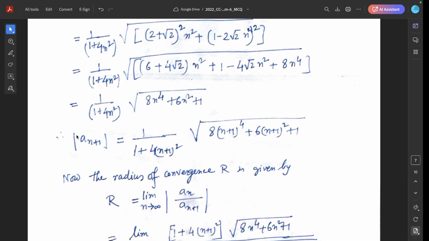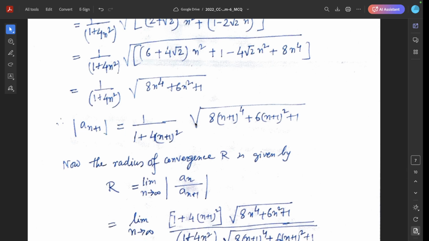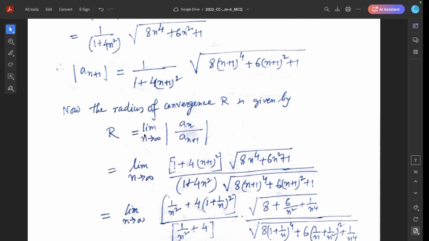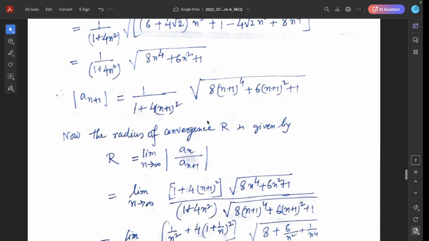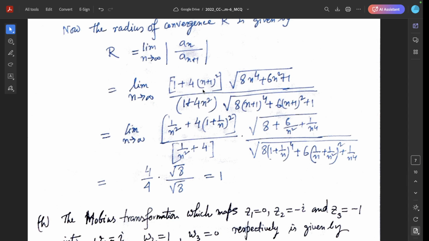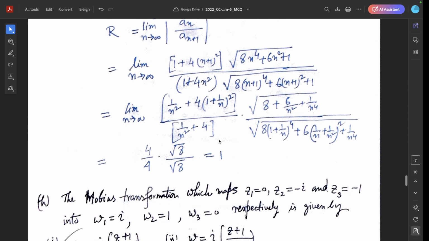Next, the modulus of the (n plus 1)th term a_(n+1): put n plus 1 in place of n. And the radius of convergence R is given by the limit as n tends to infinity of modulus of a_n by a_(n+1). So the value of a_n is this, and the modulus of a_(n+1) is this, dividing numerator by n squared, and denominator also by n squared, because in the root this is n to the power 4. So after simplifying we get this; since the limit as n tends to infinity, 1 by n squared equals 0. So after cancellation we get this limit is 1.